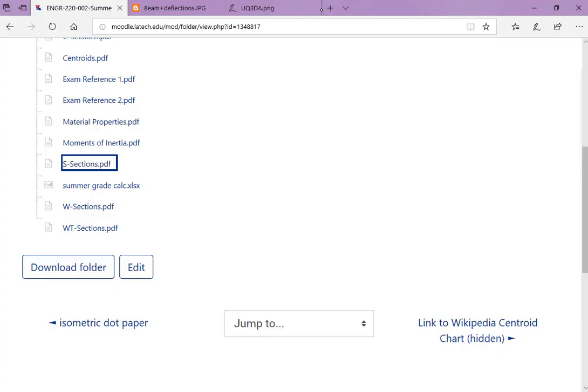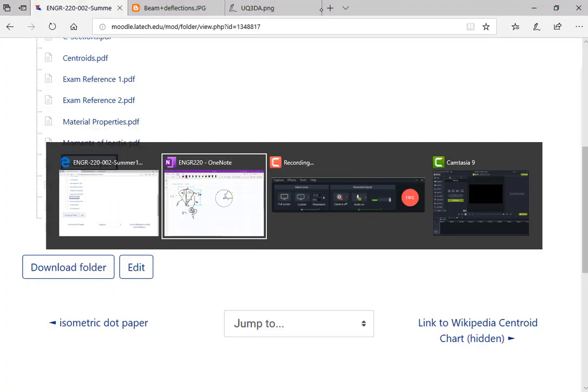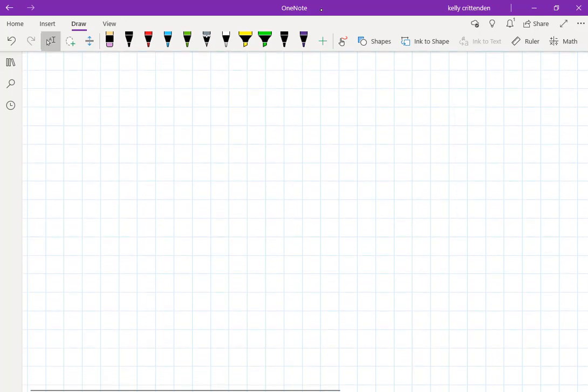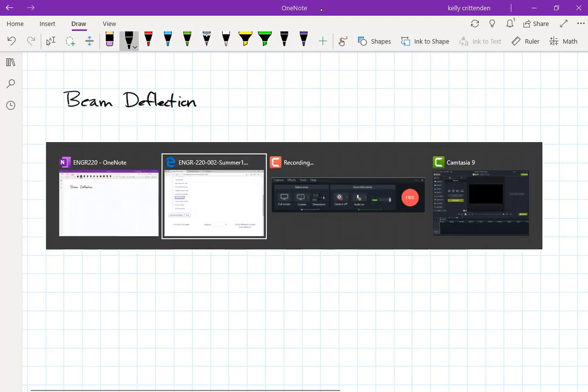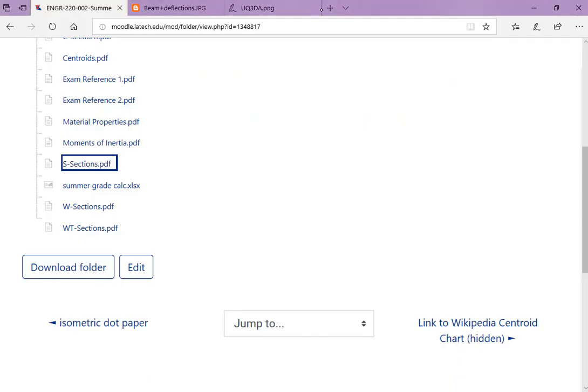Today, what we want to do is talk some more about beam deflection. Last time we talked about beam deflection more on how it came to be that we have these equations. These equations I posted, actually I have them here.